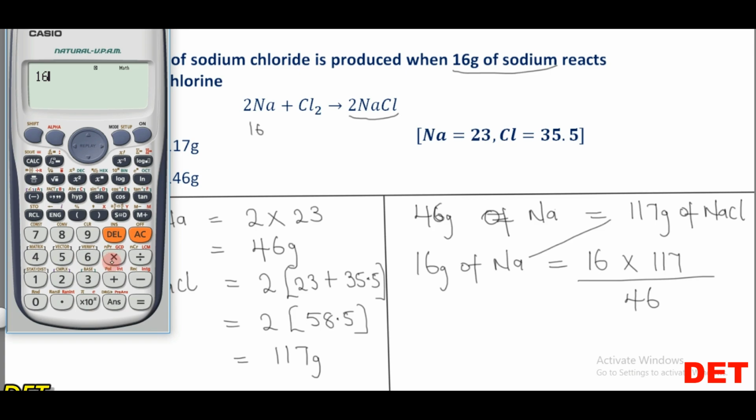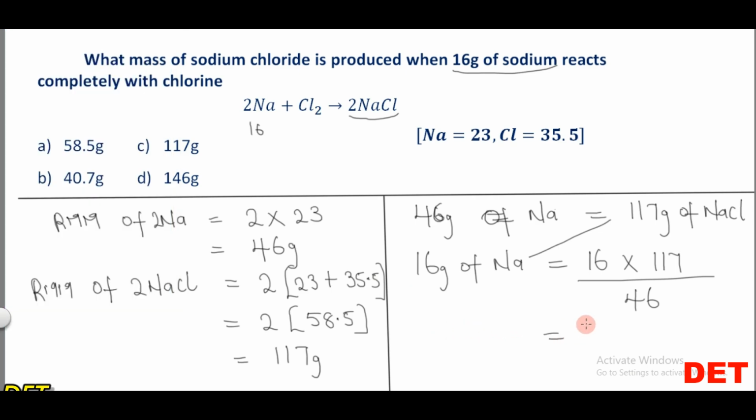16 times 117, divided by 46, will be equal to 40.695, which is approximately equal to 40.7 grams. So 16 grams of sodium would produce 40.7 grams of sodium chloride. This is our answer to this question.